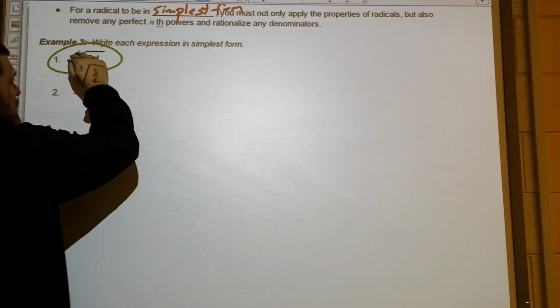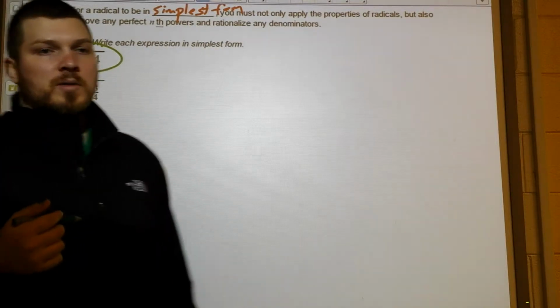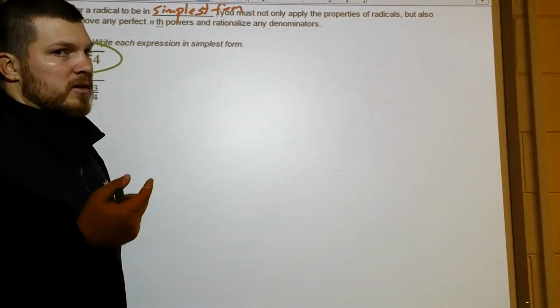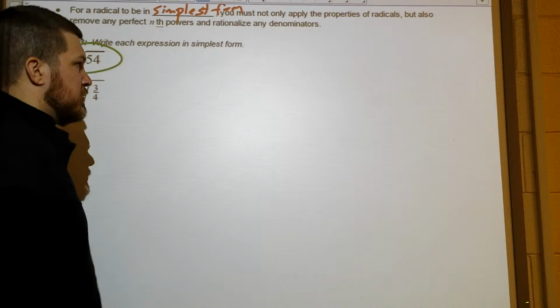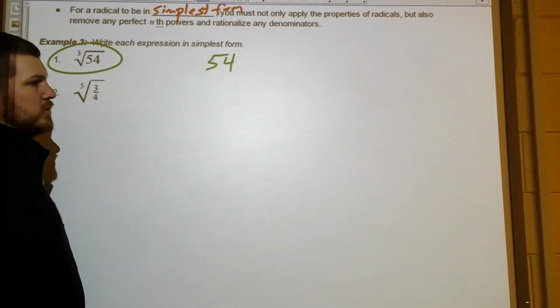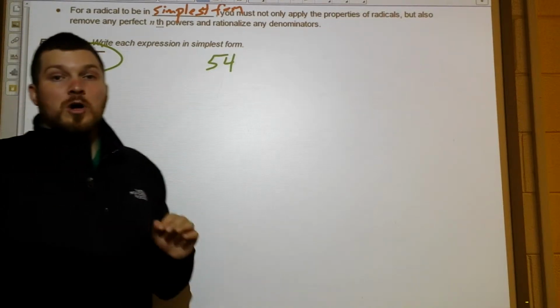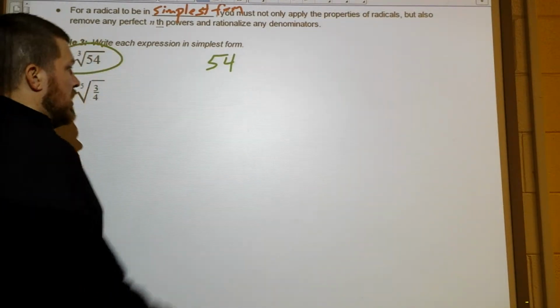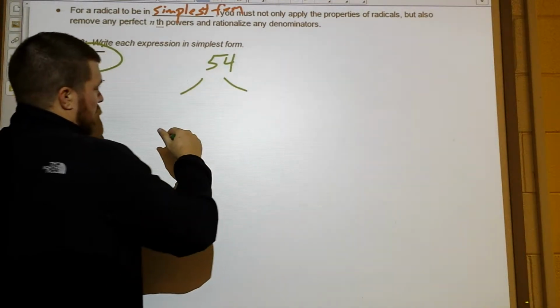Since my index is 3, pretty much what I'm going to do is look for 3 of a kind. That might be a little confusing right now, but it's about to make sense. I'm going to take my 54, whatever is underneath my root symbol, and draw a factor tree. You probably did this in middle school. We're going to do the exact same thing. I'm just going to break down 54 as low as it can go.